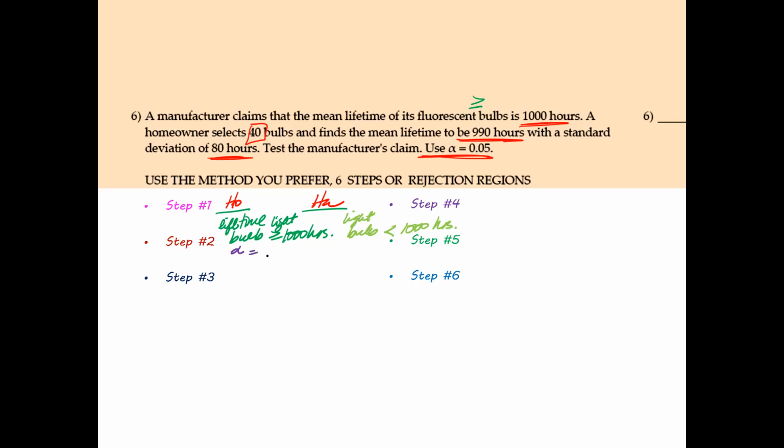So your alpha level here is 0.05. Degree of freedom, there are 40 light bulbs used, so 40 minus 1 is 39. Your average mean is 1,000, but your x bar, which is the actual mean after being tested, is 990. Your standard deviation is 80, and your sample size is 40.